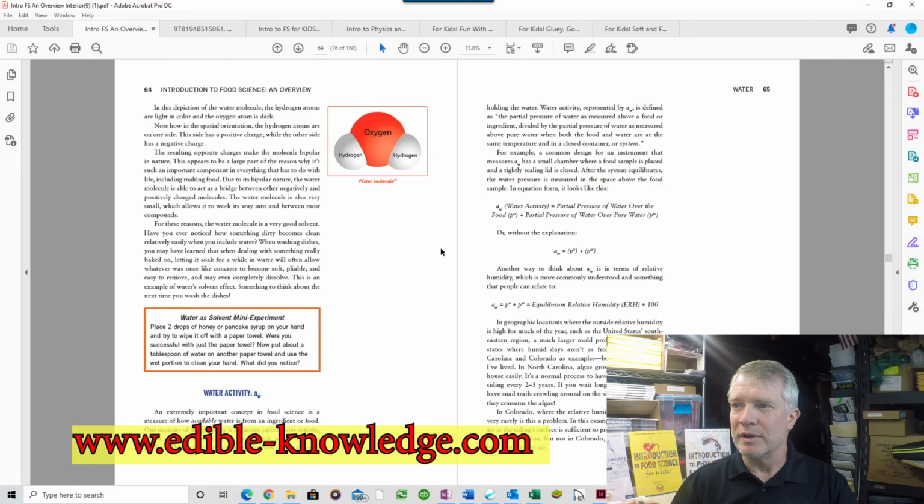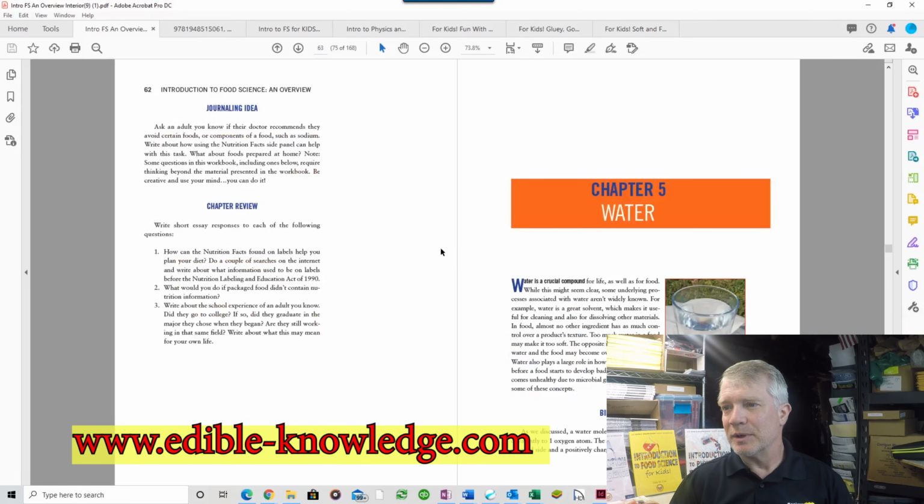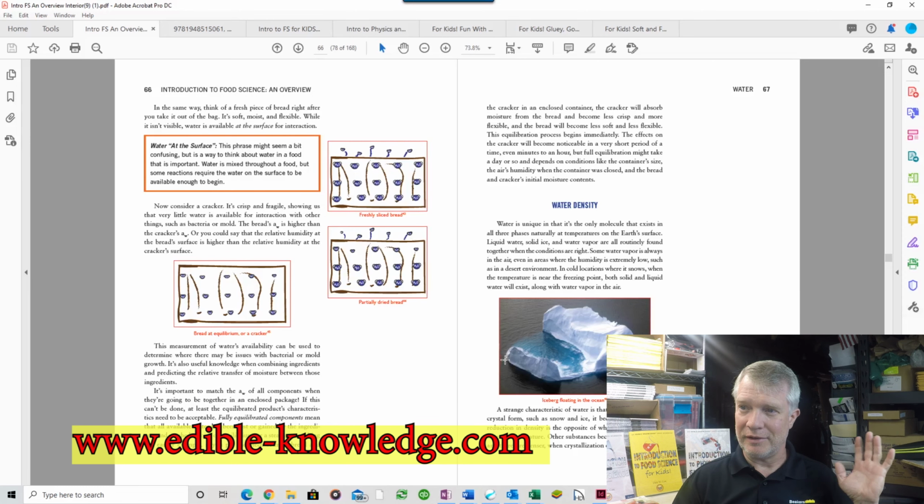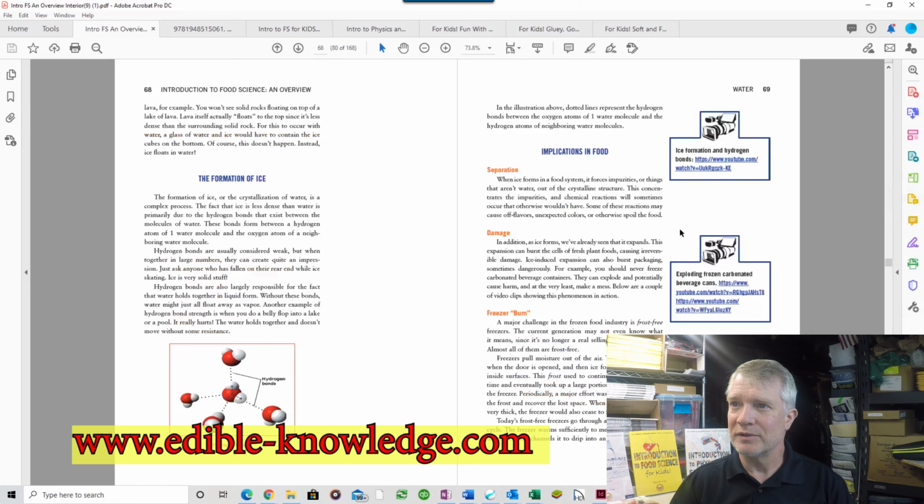Okay, here we're into water. So here we talk about some of the characteristics of water from a food science standpoint. It's bipolar. Water activity is a crucial concept that many of you won't have heard of, but you'll recognize it because you see it every day. The density of water and ice, the formation of ice, implications of water and food, and again, more videos that you can go out and find.